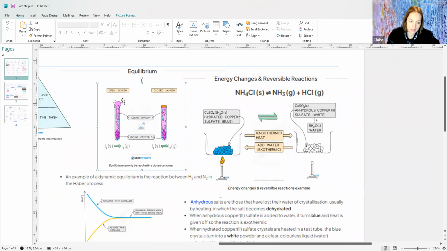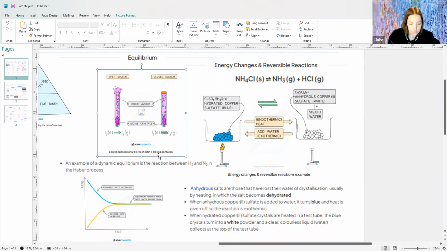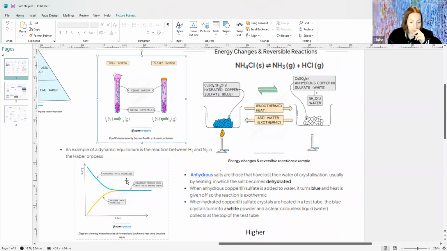If you're not sure what an open system is, it just means it can transfer to the environment. A closed system is when it's just trapped, basically. So be familiar with that. And the iodine will behave in a different way according to whether it's closed or open. In a closed system, it will just be in an eternal state of reversible reaction. I just thought I'd add that one.